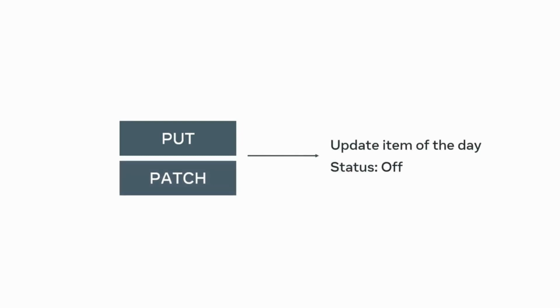A better approach is to create only one API which updates the menu item. Now, when the manager updates the item of the day, an HTTP PATCH or PUT call is sent to the API to set the status of the previous item of the day to off. Say item 16 is the item of the day. The API for such a call would be menu-items/16 with an HTTP request body with a status set to off.